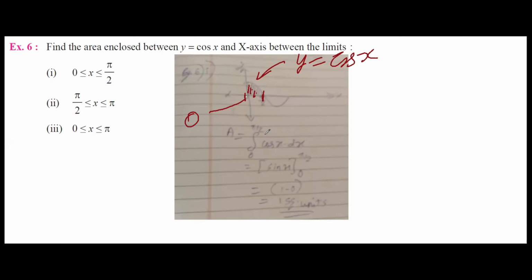A is the integral from 0 to pi by 2 of cos x dx. The integration of cos x is sin x from 0 to pi by 2. So sin pi by 2 is 1 minus 0, which is 1. Perfectly correct. So the answer for this first part is 1.